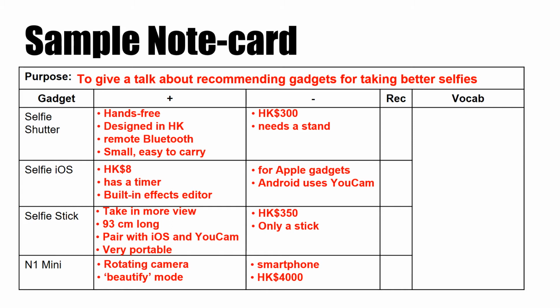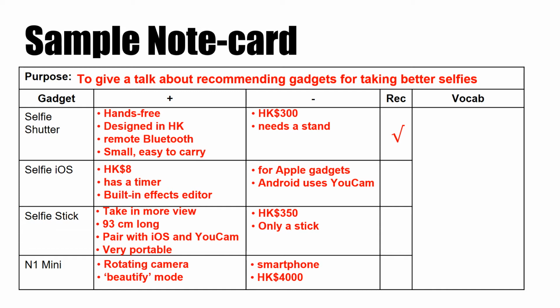So the next thing you have to decide is which one do you want to recommend to the students? Which one do you want to recommend in your talk? For example, maybe you want to recommend a selfie shutter because you think that it is the most affordable, the most practical, and it best allows you to take better selfies. So in the recommendation column, you make a decision about which one you want to recommend.